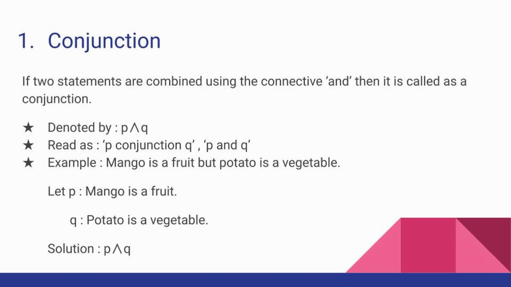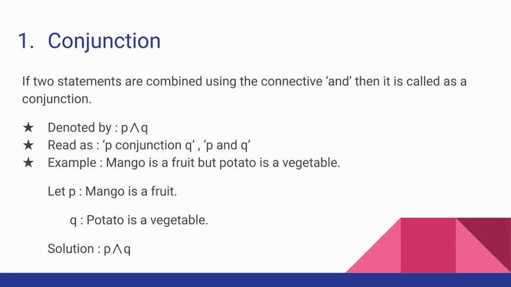Here I am giving you 3 points. First, how conjunction is denoted. Second, how it is read. And third, I am giving you some examples. Let us see how conjunction is denoted. It is denoted by writing the symbol ∧ between P and Q. This is read as P conjunction Q or P and Q.